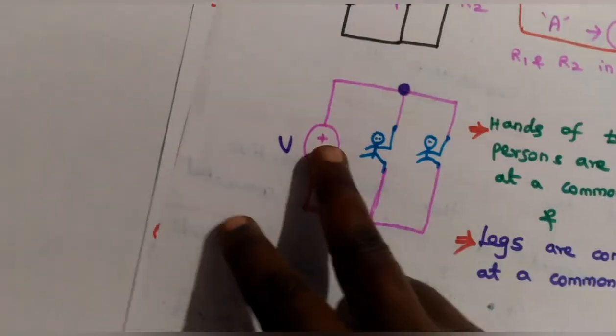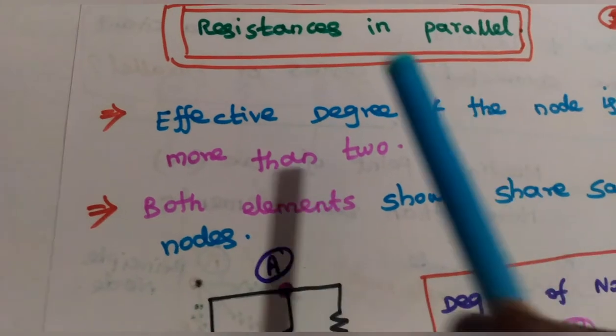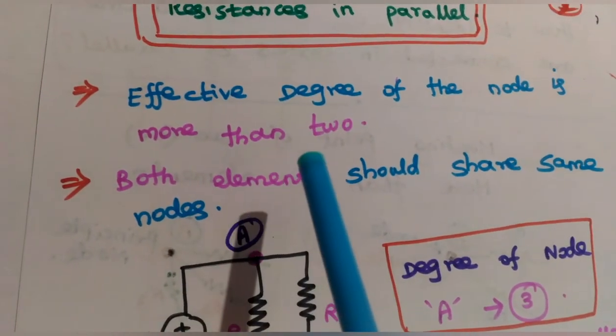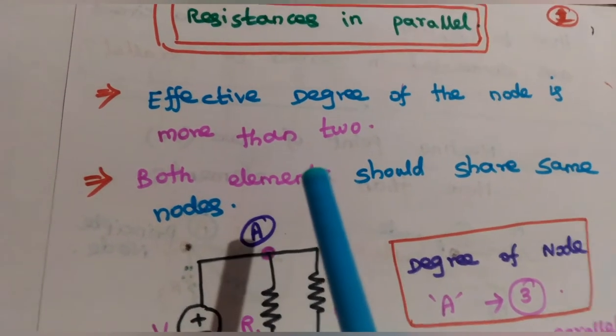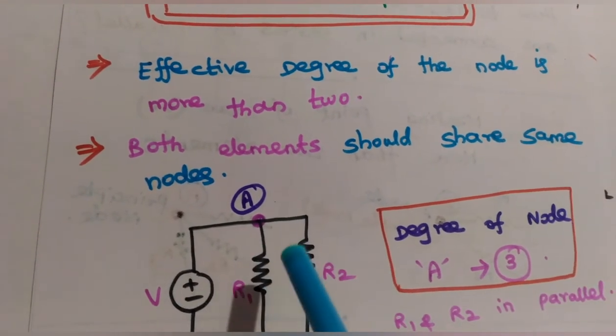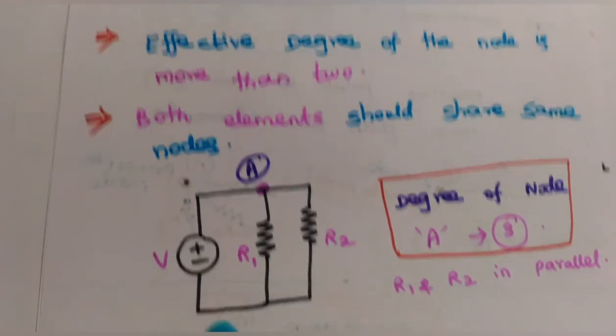Suppose the degree of the node is more than 2, that means the resistances are connected in parallel. So if the resistances are in parallel, the effective degree of the node is greater than 2, and those elements are connected in parallel. Both elements should share the same nodes, that is, all the elements are connected at the common point, so they share the same nodes.